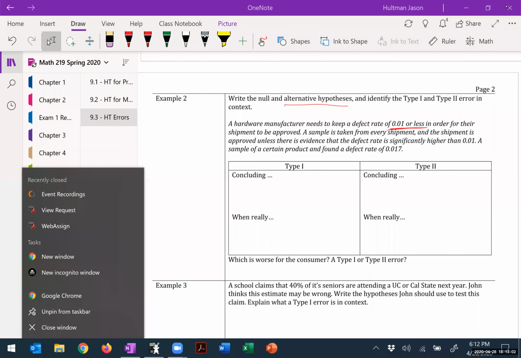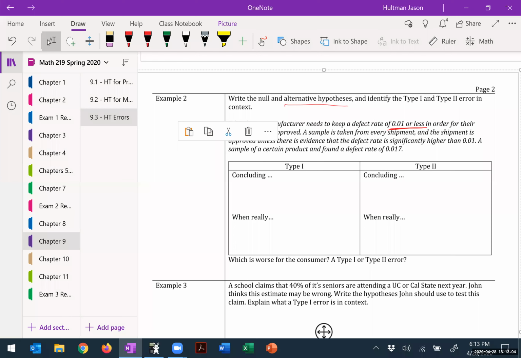Okay, write the null and alternative hypotheses and identify the type 1 and type 2 error in context. A hardware manufacturer needs to keep the defect rate at 0.01 or less in order for their shipment to be approved. A sample is taken from every shipment, and the shipment is approved unless there is evidence that the defect rate is significantly higher than 0.01.